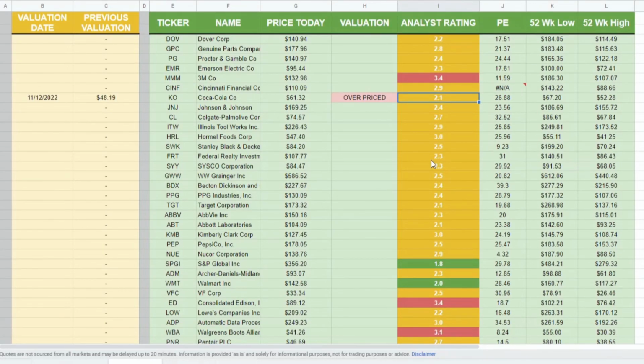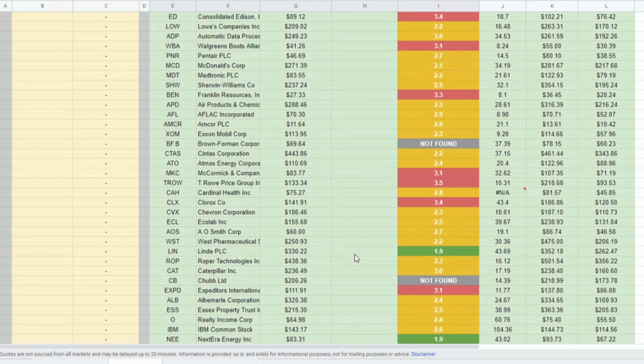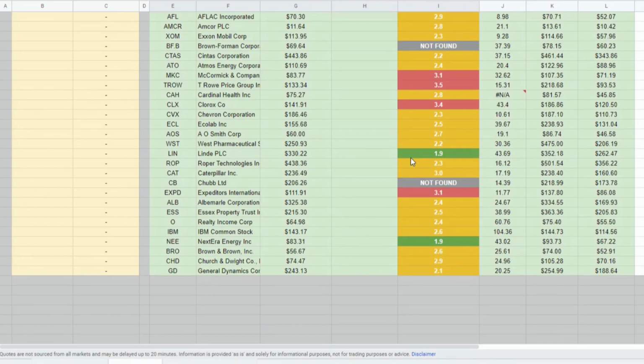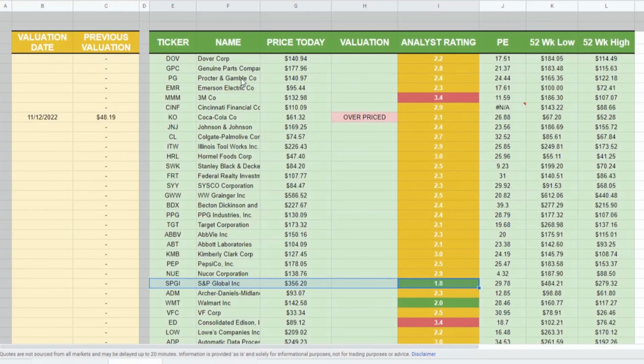Anything 2.0 and below on this list is going to highlight green. Anything less than 1 is going to highlight dark green, which is what analysts are predicting as a light green going to be a buy and a dark green going to be a strong buy. So you can see some of these Dividend Aristocrats analysts are highlighting as a soft buy: Linde, NextEra Energy, Walmart, and S&P Global Incorporated. So those might be on our list to do next.